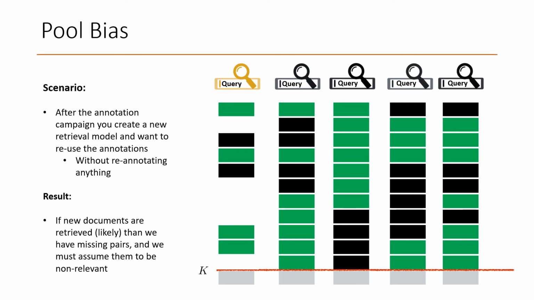But what if, let's say, we did this annotation campaign a while ago, or someone else did it for us, and we want to create a new system that does things differently, and we want to reuse those annotations. You have to be aware of something called pool bias: if a new system retrieves a new set of documents, very likely this set will include unjudged documents. In that case, the missing documents have to be assumed non-relevant, which of course puts the new model at some disadvantage in comparison to the models who participated in the annotation campaign.